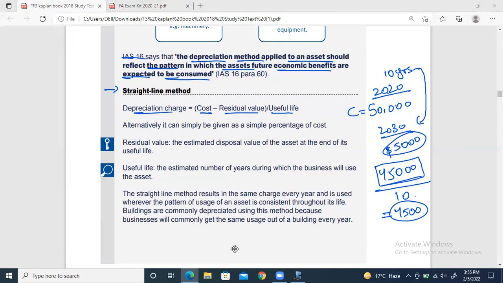Okay, so this I've also explained to you, that residual value is the estimated disposal value of the asset at the end of useful life. That means how much the asset will still be sold for after using it for 10 years. And useful life will be given to you in the question, that is, how long we expect to use it over its whole life.